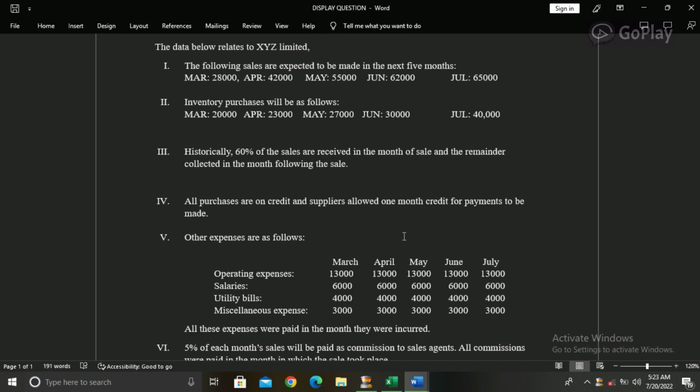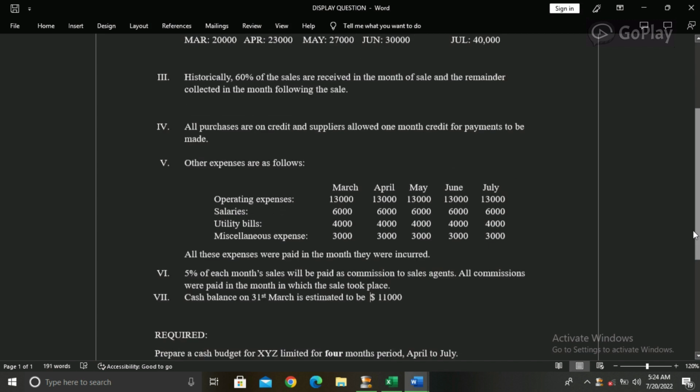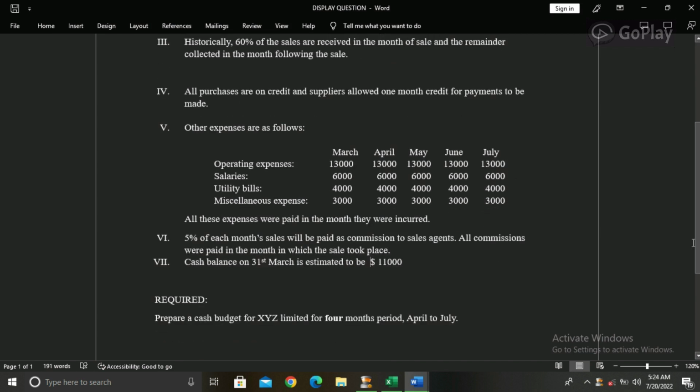Inventory purchases will be as follows. Historically, 60% of the sales are received in the month of sale, and the remainder collected in the month following the sale. All purchases are on credit, and suppliers allowed 1 month credit for payments to be made. Other expenses are as follows: operating expenses, salaries, utility bills, miscellaneous expenses. All these expenses were paid in the month they were incurred.